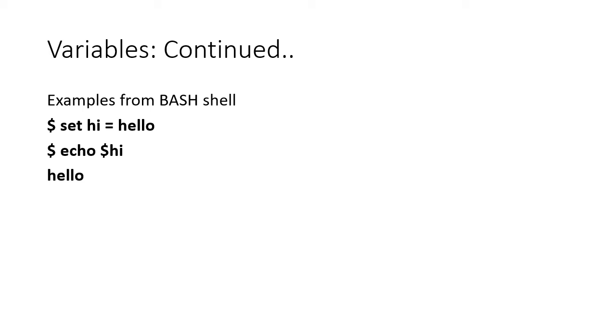Here we are trying to define a variable in the bash shell that is applicable to the current shell using the set command. This set command accepts spaces between the assignment operator equal to. So we are setting the variable called hi to a value called hello. And to check the value of the variable hi, we use the echo command.